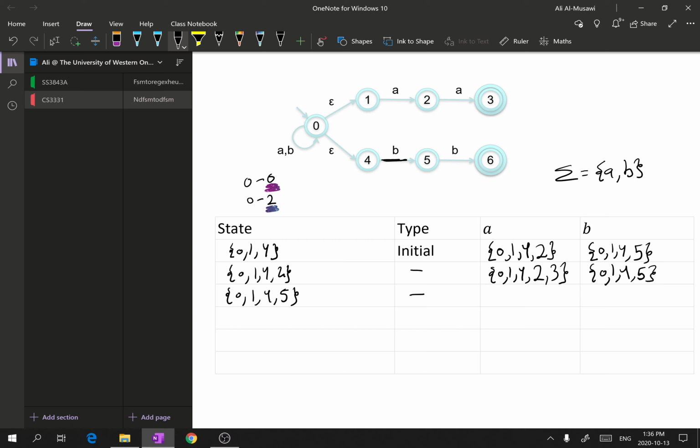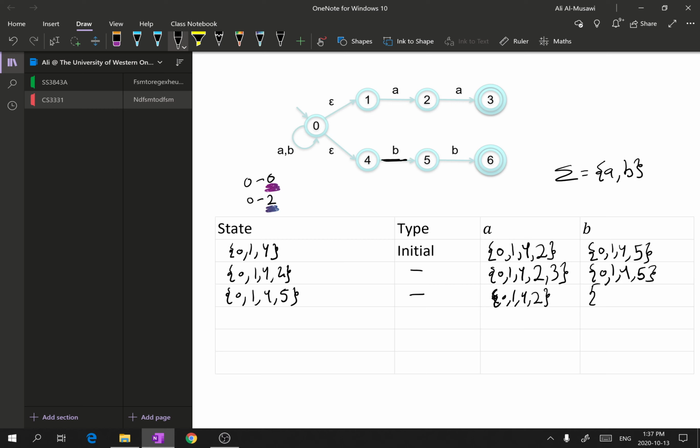Next thing we have 0, 1, 4, 5. Well, on 0, A remains the same, so 0, 1, 4. On 1, I can go to 2. The epsilon closure of 2 is 2, so nothing to add. And then on 4, from 4 on A, I can go nowhere. On 5, from 5 on A, I can go nowhere, so that's it.